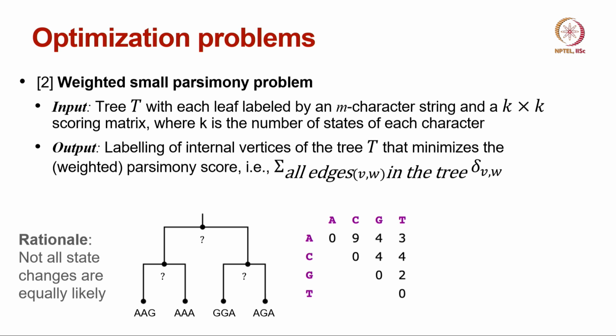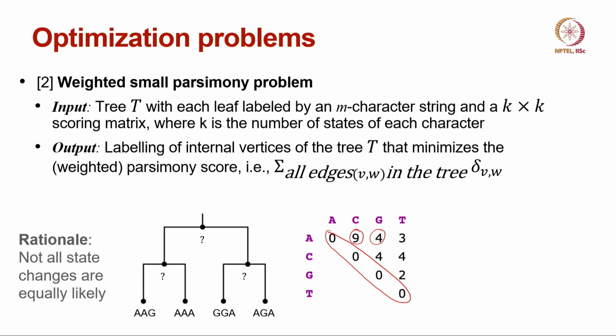So, in that case we can have a pairwise scoring matrix, in which we can indicate the score of each character state change. For example, A to A would cost 0. All the diagonal elements will be 0, because there is no change here, but everywhere else, A to C, for example, could be 9, A to G change, that score could be 4, and so on.